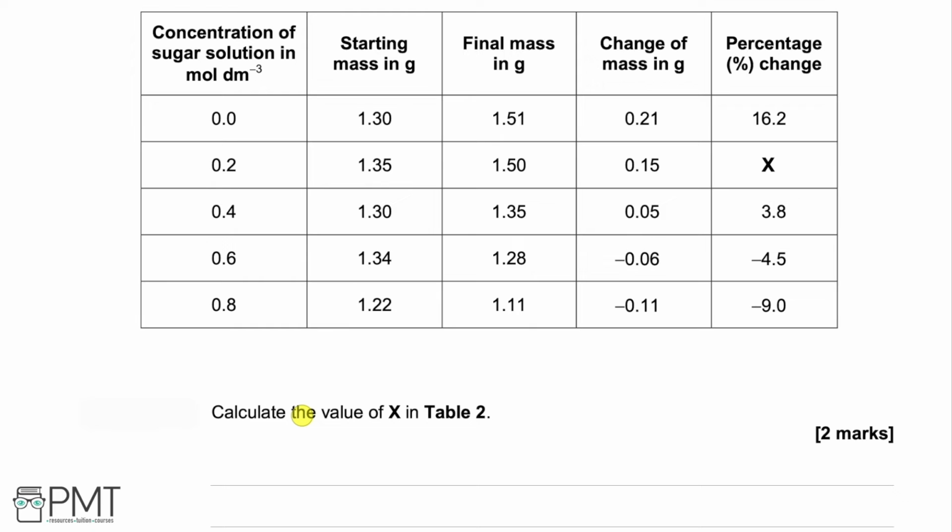Well, as we can see here, x is the percentage change for the 0.2 concentration. Now, to calculate percentage change, we do the change, which is the same as final minus initial, which has already been calculated for us here, divided by the initial value, multiplied by 100. This is a 2-mark question, so it's vitally important that we show some working.